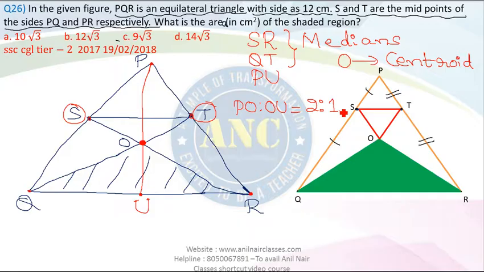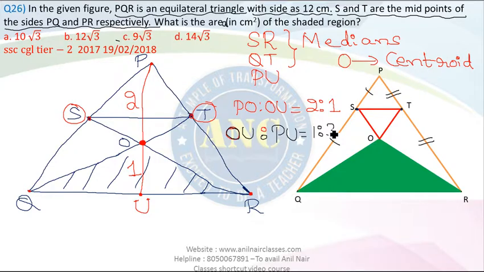I hope you are understanding, sir. PO is to OU ratio is 2:1. That means PO value is 2, OU value is 1. Or I can also say that OU, sorry, not OM, sir, it is OU, right? OU value is nothing but 1 unit, and entire PU value is nothing but 2 plus 1, 3 units. OU is to PU is 1:3.